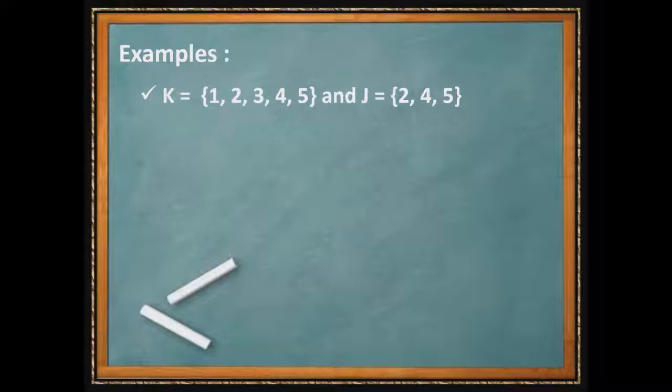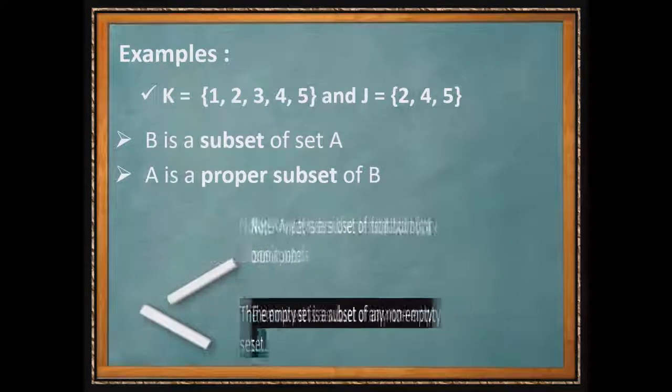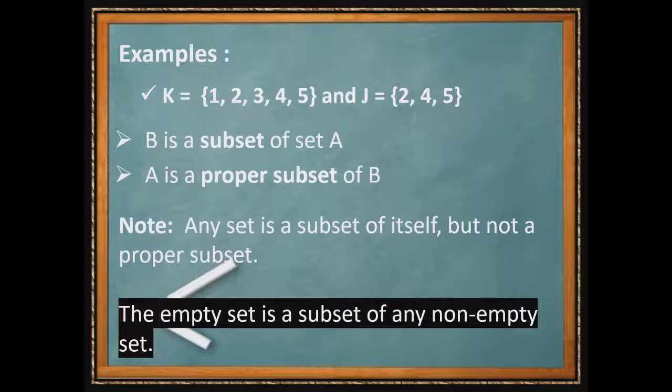Now, in this example, we say that J is a subset of K. J is a subset of K since elements in J are also found in K. K is a proper subset of J because not all elements are found in J, which are 1 and 3.